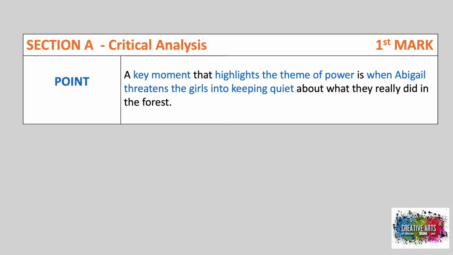So let's have a look at a little bit more detail about how we can make those PEA cards really good. Let's take our first example from the table, power, in the scene where Abigail is threatening the girls. Clearly state the key moment you're talking about and the theme that you're highlighting. A key moment that highlights the theme of power is when Abigail threatens the girls into keeping quiet about what they really did in the forest.